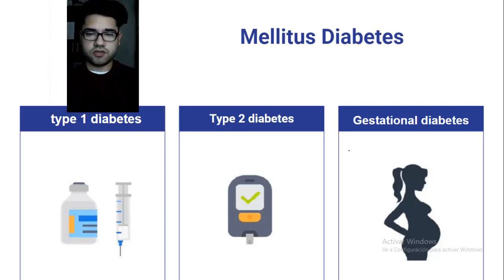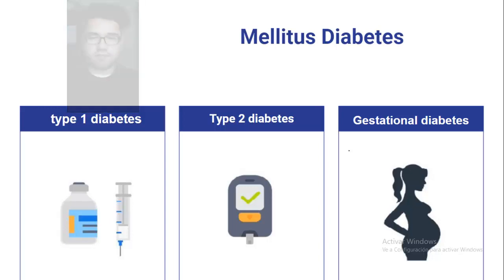Gestational diabetes, or GDM, is a type of diabetes that consists of high blood glucose during pregnancy and it's associated with complications to both mother and child.